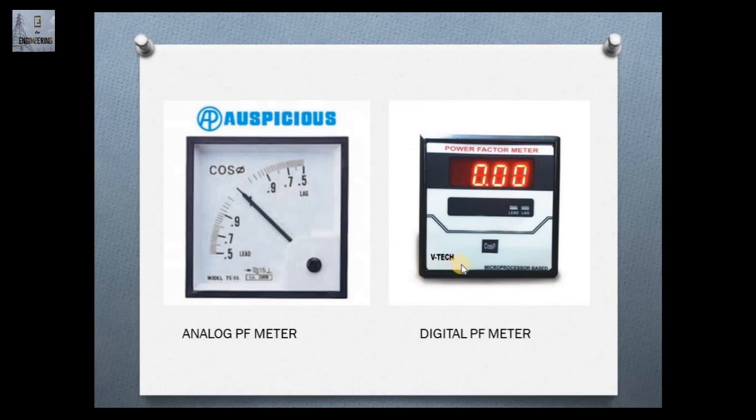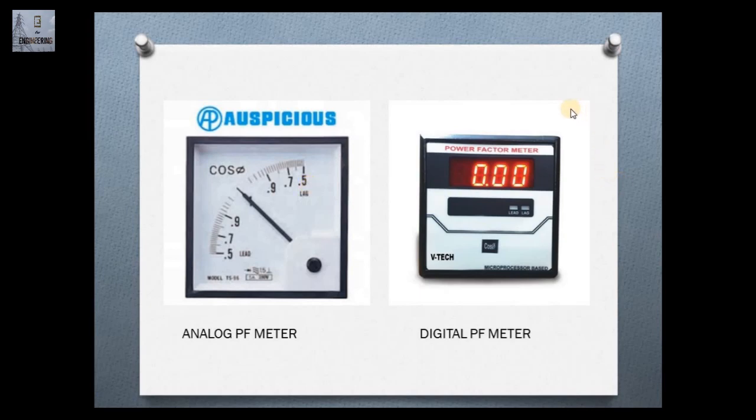Here are two power factor meters, the analog power factor meter and the digital power factor meter. In the analog power factor meter, you can see the pointer indicates 1, which is always the unity power factor. Below the pointer there is a scale of leading power factor 0.9, 0.7, up to 0.5, and above the pointer there is a scale for lagging power factor, also up to 0.5.